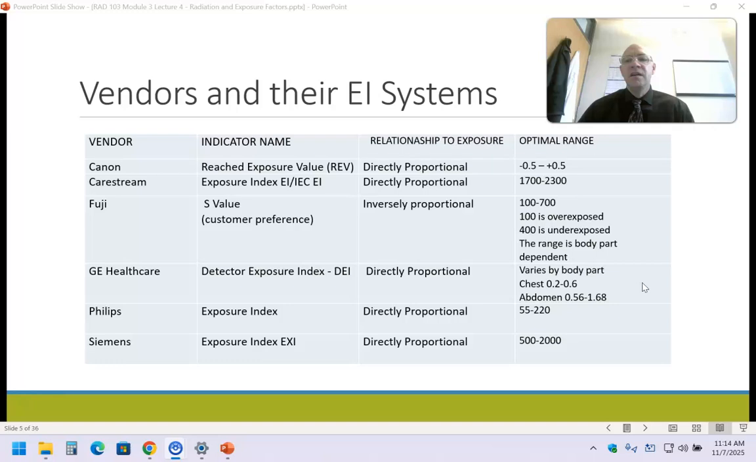So a chest X-ray, the ideal chest X-ray should be between 0.2 and 0.6, where an abdomen could be 0.56 through 1.68. So there doesn't seem to be any kind of standardization here, which can be confusing to people. But like I said, when you get used to your system, it's pretty easy to deal with. But the fact is, there's a numerical value somewhere on your control panel showing you whether or not you over or underexposed your image plate.